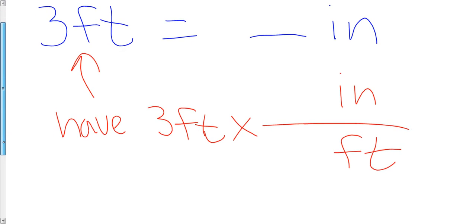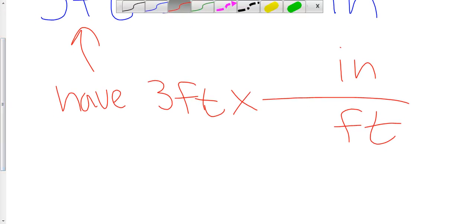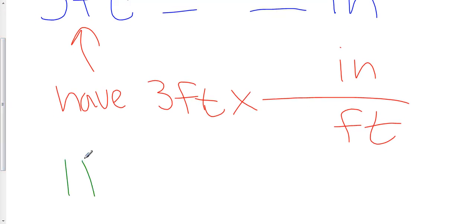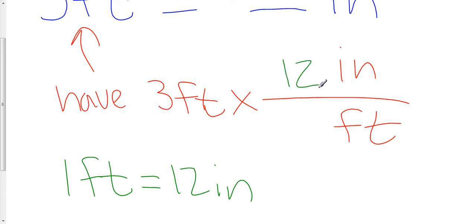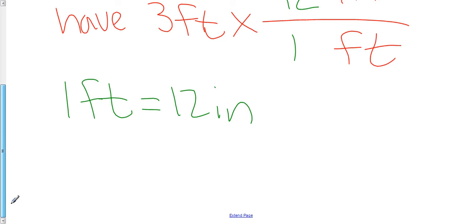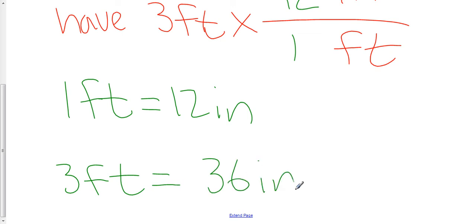So what is my conversion rate between inches and feet? I happen to know that in 1 foot there are 12 inches. And you can look that up on the internet easily enough. So where does the 12 go? Well, the 12 goes with the inches. Got 12 inches here, 1 foot here. What do I get? 3 times 12 divided by 1. 3 times 12 is 36. So 3 feet is equal to 36 inches.